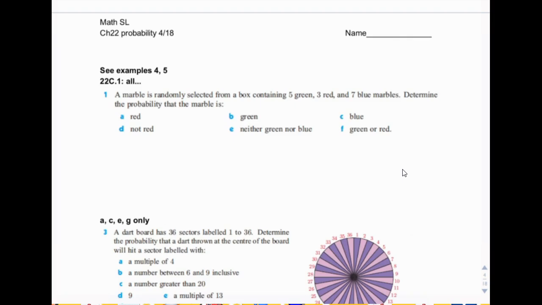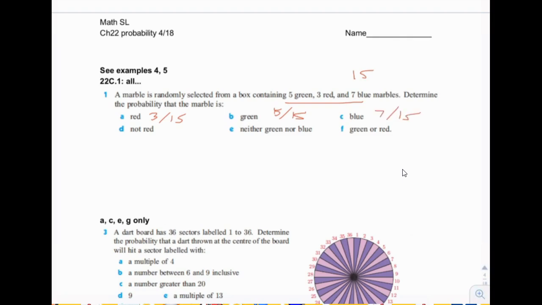So what's the total number of marbles, by the way? 5 green, 3 red, 7 blue. So the total looks like it's 15. So all these probabilities could be divided by 15. So what's the probability that you'll draw randomly a red marble from the box? It would be the number of red marbles, 3, divided by total marbles, 15. What about green? It would be 5 divided by 15 also. What about blue? It would be 7 divided by 15 also.